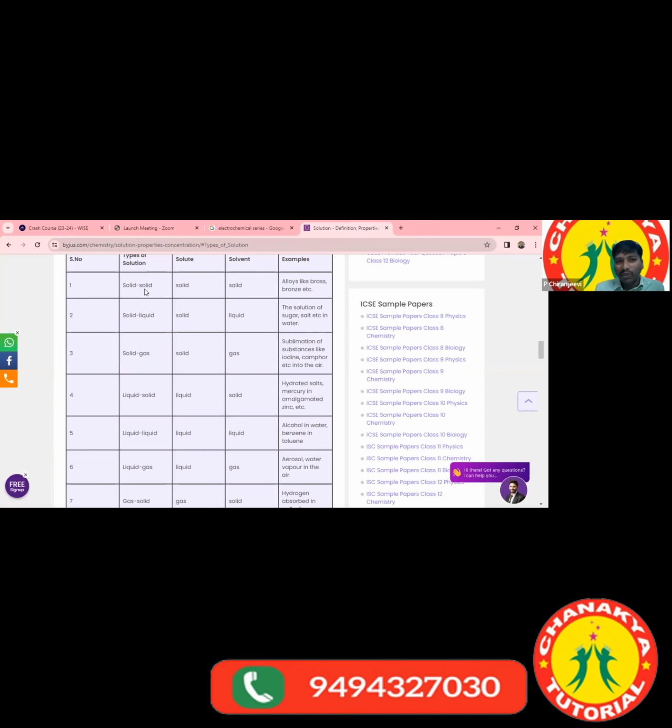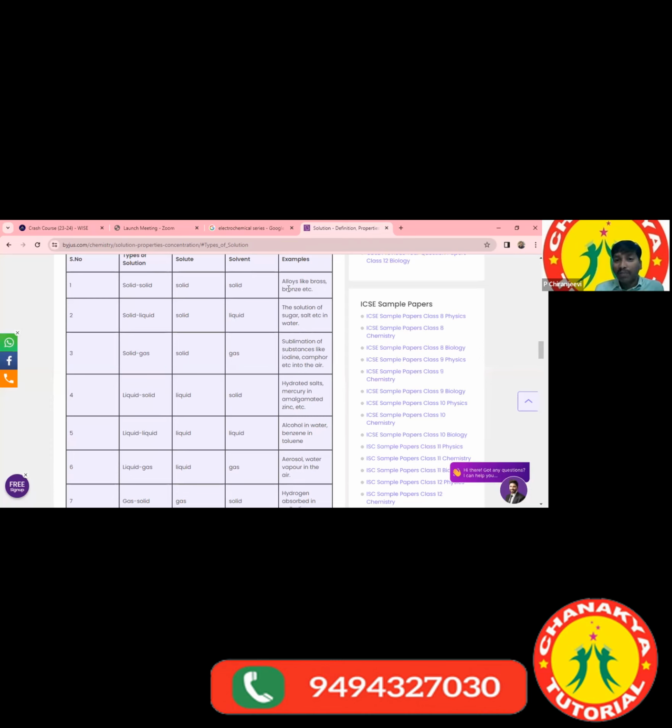Okay, let us see. In this one, the first three we can call solid solutions. Why are the first three solid solutions? They mix together, so the solvent has to be solid. The first one is an example of a solid-solid solution only, because the solute is solid and the solvent is also solid.